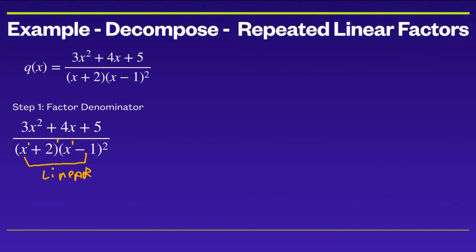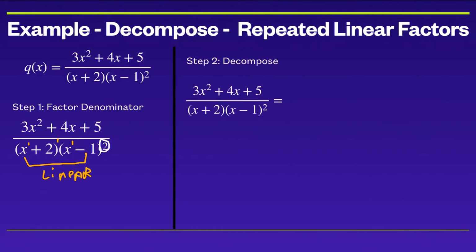But when I see this exponent of 2 over here, this repeated factor, that's telling me that I'm going to need 2 fractions just for that one factor. All right? So this is going to be the repeated factor. So now we're going to begin the decomposition step. And step 2 is to decompose, as I just said. So we have the function without the function notation, and again, it's already been factored.